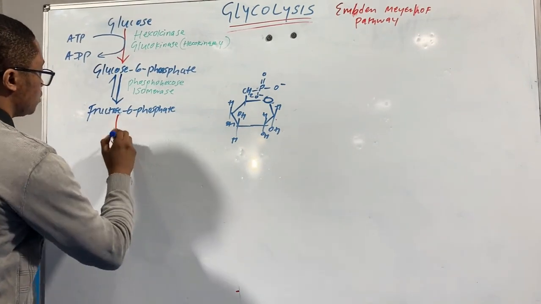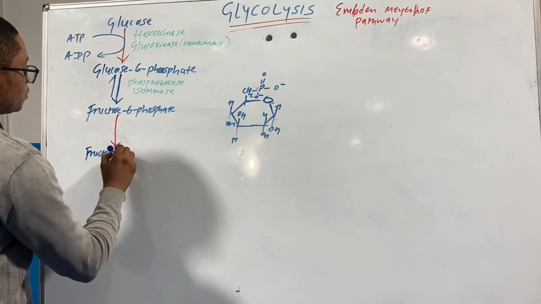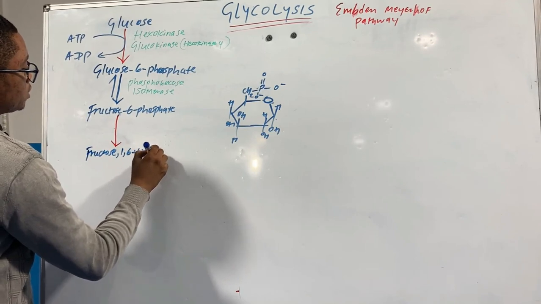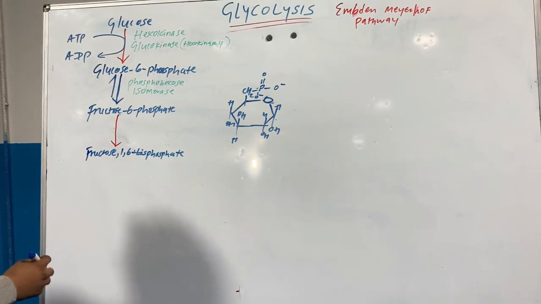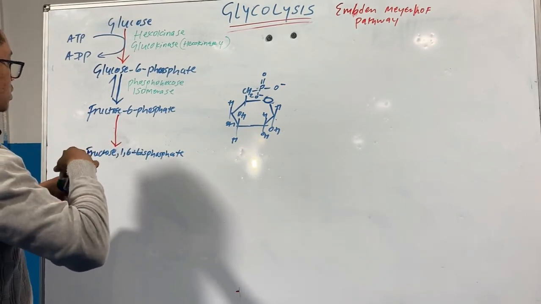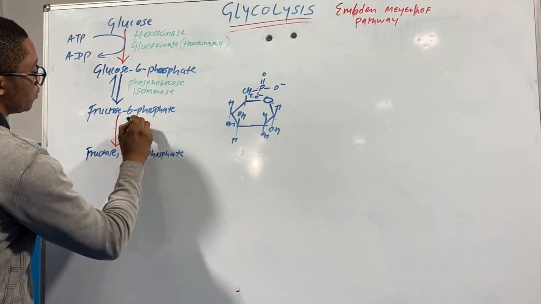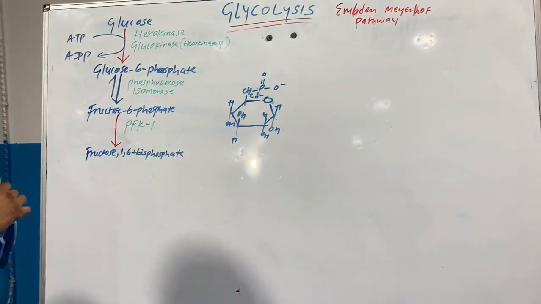So it's an irreversible reaction. All right. So it converts into fructose 1,6 bisphosphate. All right. As I said earlier, phosphofructokinase catalyzes this reaction. Okay, I'm going to abbreviate it as PFK, phosphofructokinase 1. Alright.